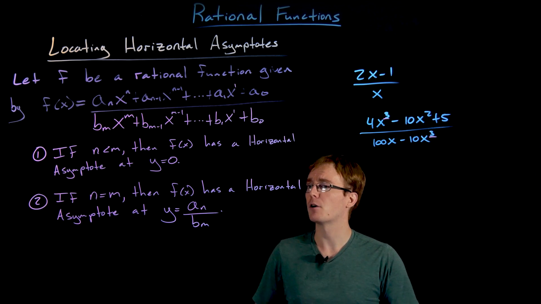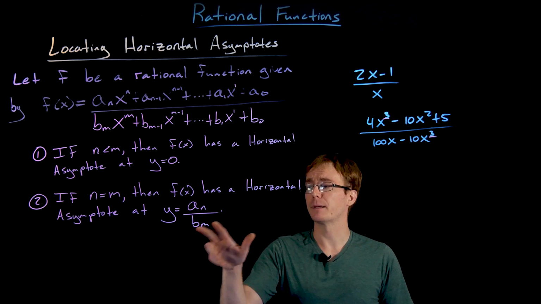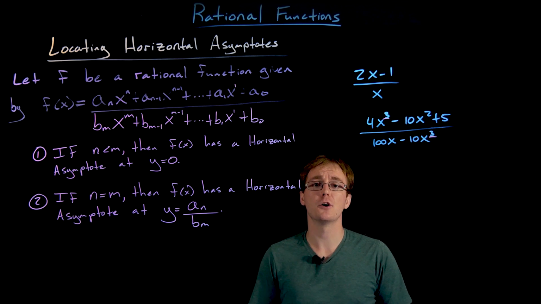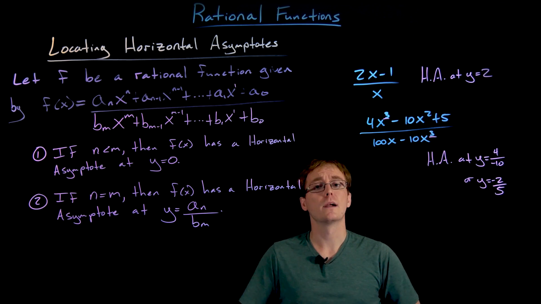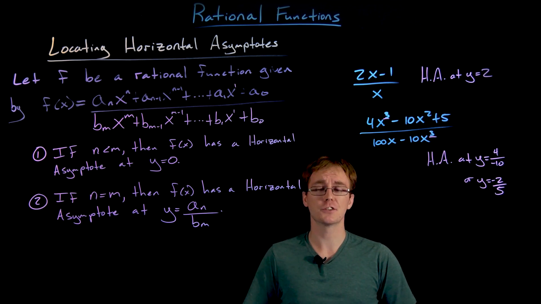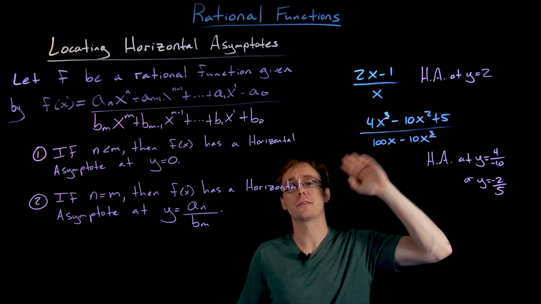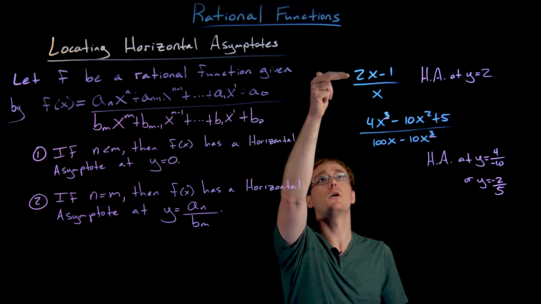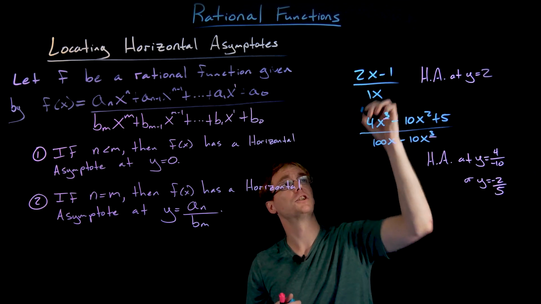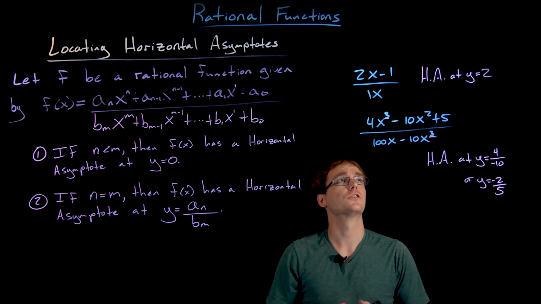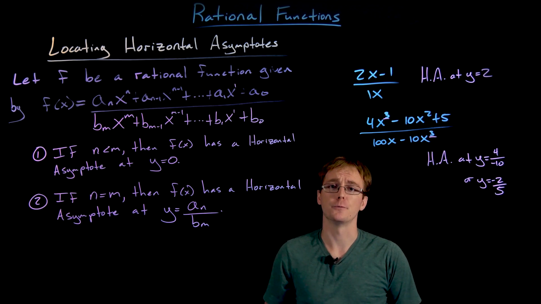So we will have a horizontal asymptote, but it will not be at y equals 0. It'll be at the y value given by the ratio of the leading coefficients. And so we have to make sure that we correctly identify those leading coefficients to find our horizontal asymptotes here. So in the first one, I think it's pretty straightforward. Our leading coefficient in the numerator is 2, and it's not written there, but our leading coefficient in the denominator is 1. So our horizontal asymptote is at 2 over 1, or just 2.